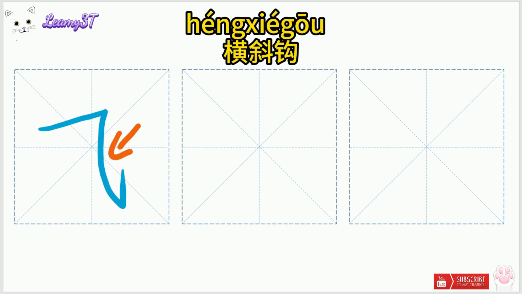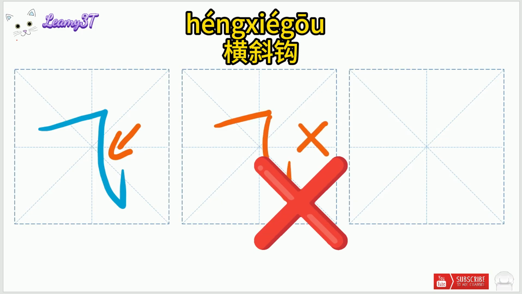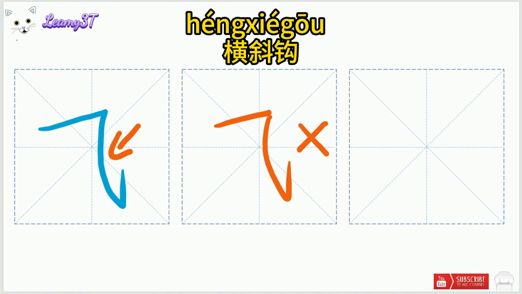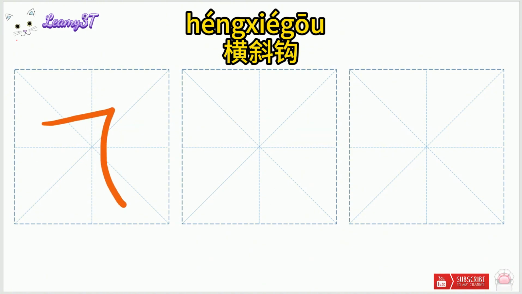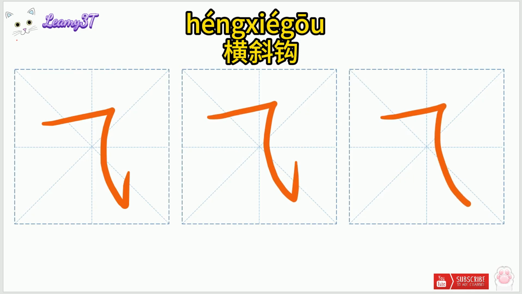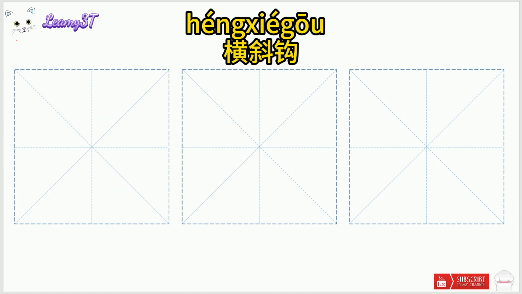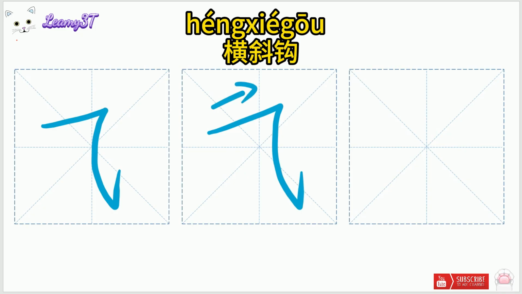Please note, this is a single stroke. It must be written in one go, one time. Do not break it into two strokes. No. Next, let's read and write together. Please say héngxiégōu. Again, héngxiégōu. One more page. héngxiégōu. Of course, you can go up a little bit, or you can make it level. héngxiégōu. Next, please find all the héngxiégōu within 10 seconds.